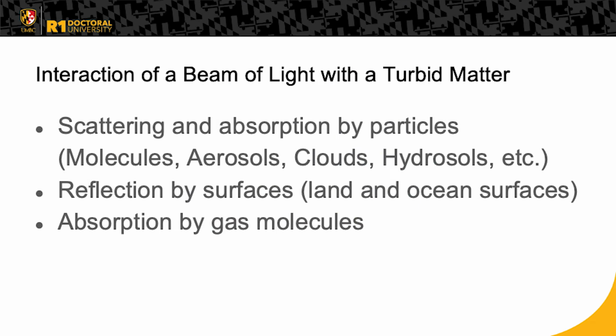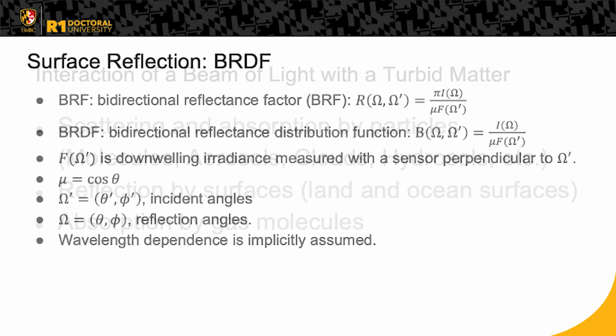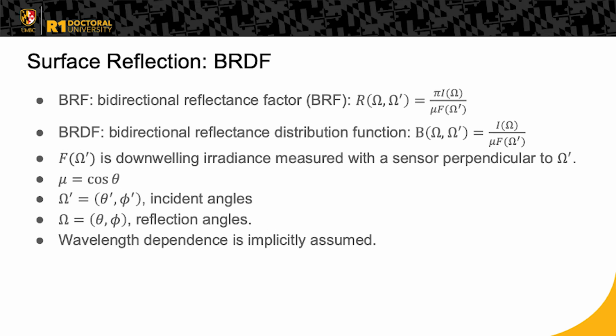The interaction between a beam of light and turbid matter, mainly we talk about scattering and absorption by particles, including molecules, aerosols, clouds, and hydrosols, which we can all solve by FDTD, DDA, or Mie theory, the methods we talked about. That's why I spent time on those things. It's very much relevant. Then there's reflection by a surface, or transmission through the surface, which is the ocean surface. And absorption by gas molecules, which is different.